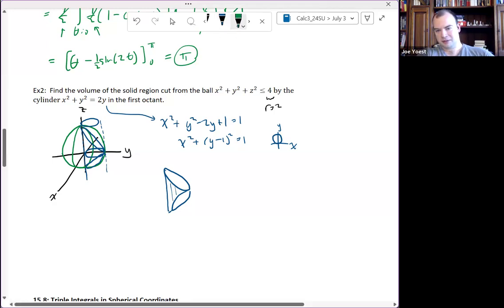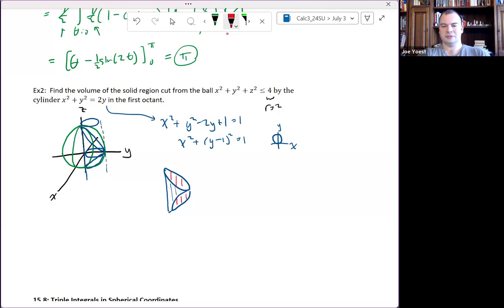And maybe I'll make the inside a different color. Green actually looks pretty close to blue, at least to my eye anyway. So maybe the inside will be red. So that's kind of the shape that we have. Here I've drawn a hollow shell of the solid, but we're thinking of this as a three-dimensional solid. And we want to find its volume.